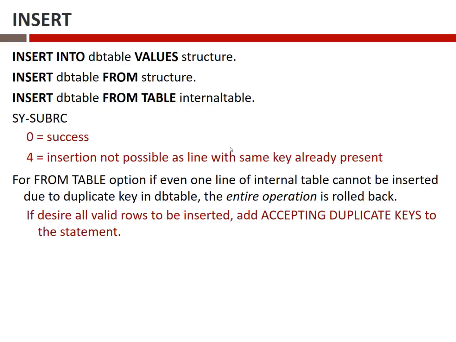So you would say insert DB table from table, internal table, accepting duplicate keys. This strikes me as one of the most horrible syntax things I've ever seen before. Because if we stopped right now and I asked you, what does that mean? You might very logically say, well, I guess it's going to override the database restriction on unique keys, and it's going to put duplicate keys in the database table. And that is not what will happen. What will actually happen is it will skip over the duplicate rows but put the non-violating rows in just fine.